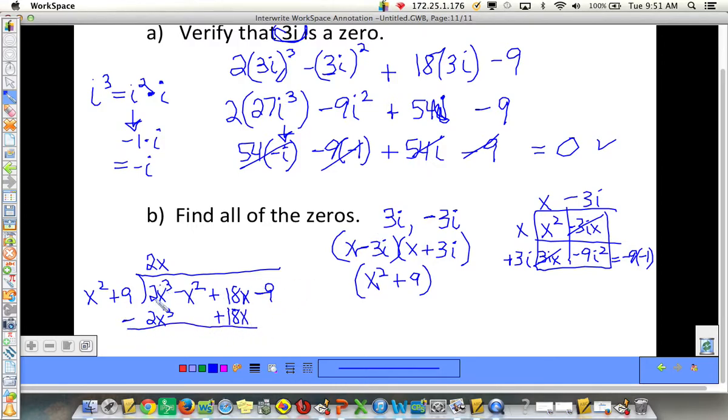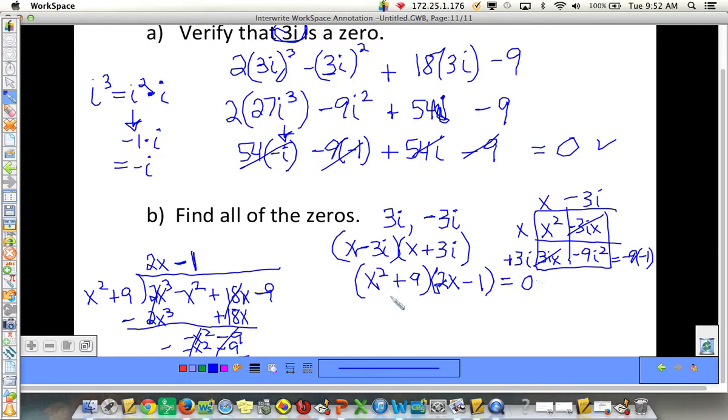So when you subtract, these cancel out and these cancel out. You have negative x squared minus 9. So what do you multiply x squared by to get negative x squared? You'd say negative 1. Put that on the top. Multiply, you have negative x squared, and negative 1 times negative 9 is negative 9. When you subtract, both cancel out and you get a remainder of 0. So 2x minus 1 is your remaining factor.